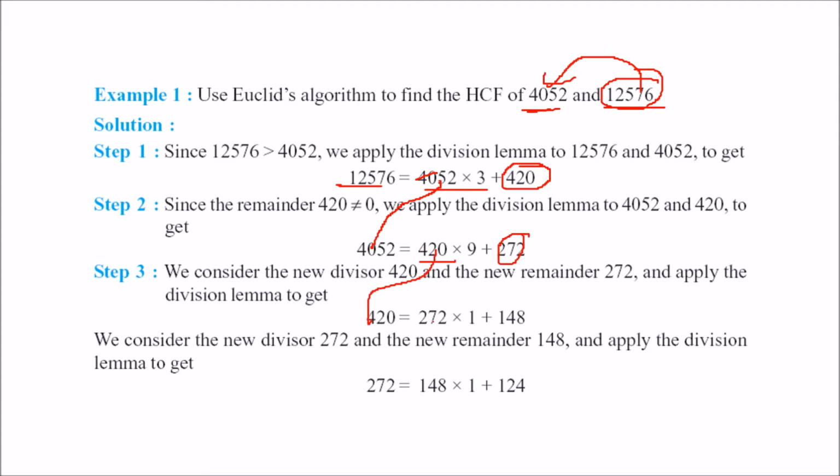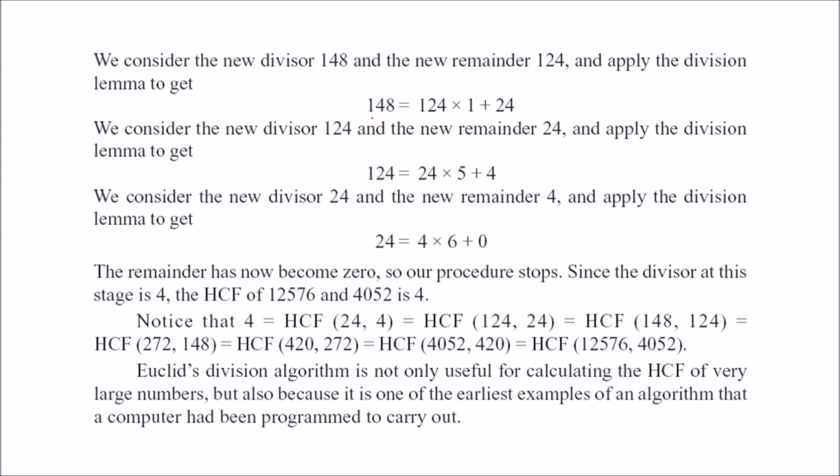Again we have a remainder. So let us take 420 and write it as 272 into 1 plus 148. 272 can again be written as 148 into 1 plus 124. Still we have not got 0. Again 148 can be written as 124 into 1 plus 24, no 0. 24 can be taken again, and 24 is 4 into 6 plus 0. That means we have got 0. So 4 is the HCF of these two numbers. And if you watch closely, the HCF of 24 and 4, 124 and 24, 148 and 124, and going backwards till this point, they are all the same.